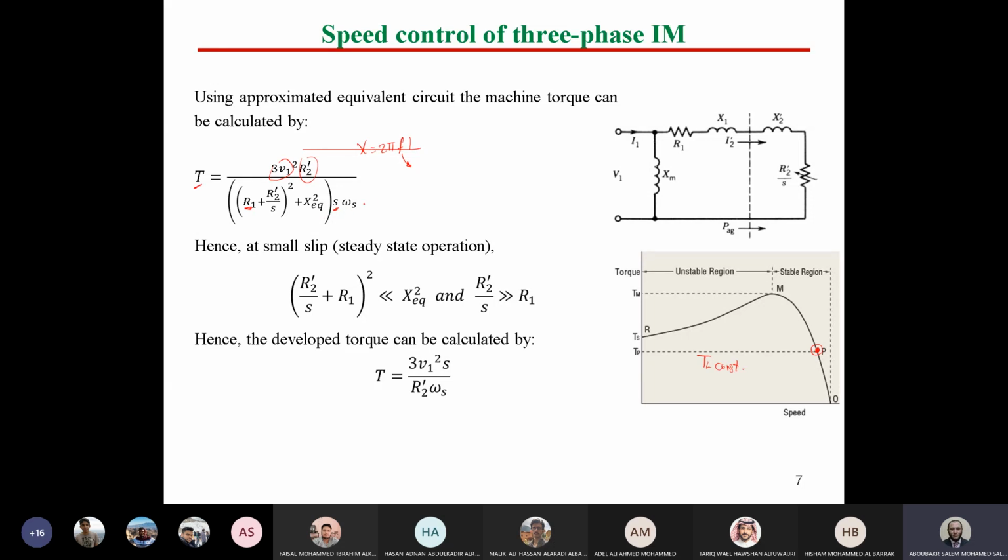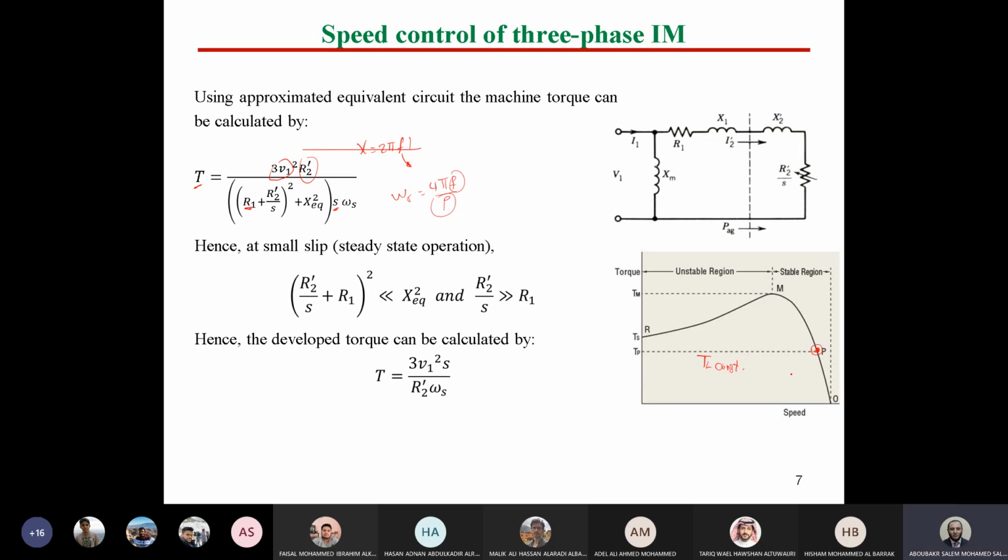Omega S, you know, omega S equals 4π F over P. So controlling frequency and controlling the number of poles can control the synchronous speed. So these are the parameters now: V, R, F, P. We have 4 parameters we can use in order to move or change the motor characteristic, and in this way we can control the speed according to our load now.